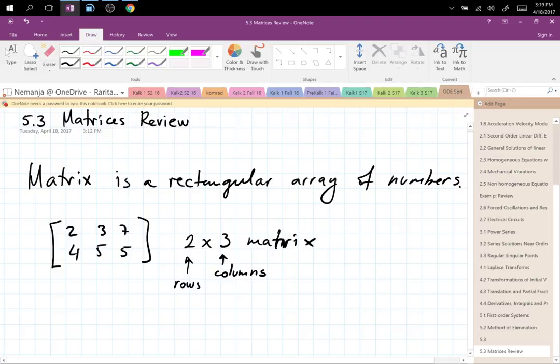So the first position is A1,1, and then A, row 1, column 2, and A, row 1, column 3. Then you have A, row 2, column 1, and then A2,2, and then A2,3. So we have the positions that we can find within a matrix, so we can locate any value.